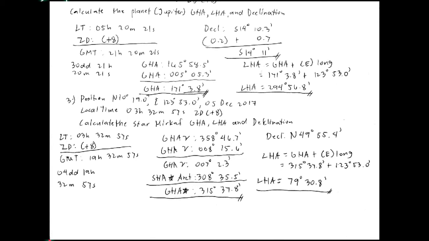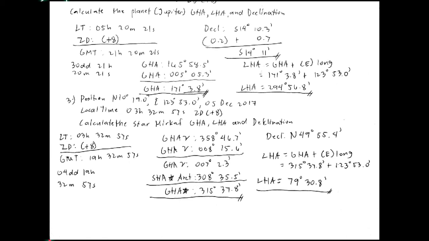Again, the first step is to subtract the zone description from the local time, so we will have 19 hours 32 minutes 57 seconds. The next step is the GHA of the star Mirfak. We will use the nautical almanac and select the pages from December 3 to December 5. For the GHA at the 8th hour, we have 358 degrees 46.7 minutes and 008 degrees 15.6 minutes for the second one.